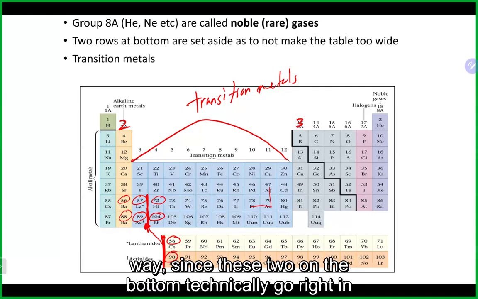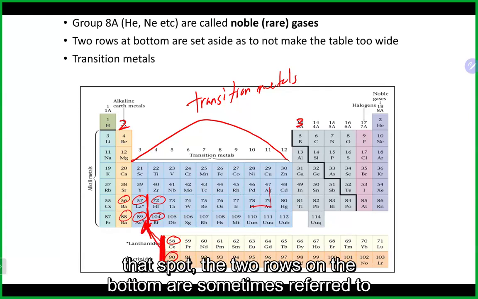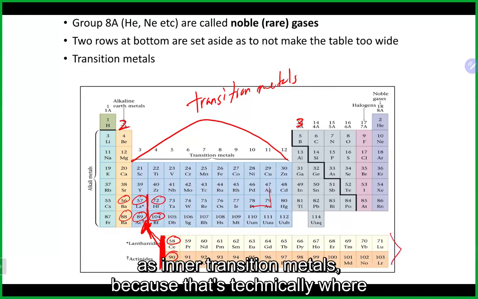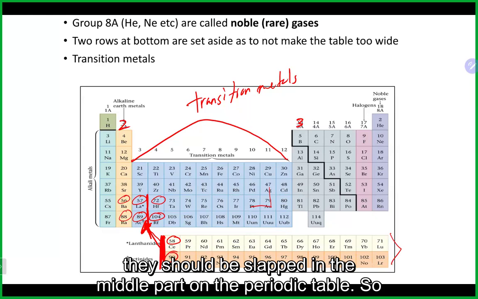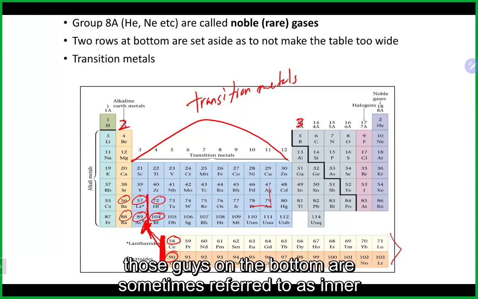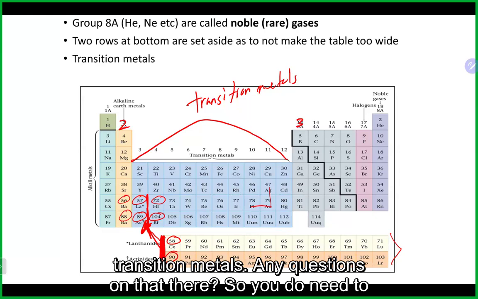That's also why, by the way, since these two rows on the bottom technically go right in that spot, they are sometimes referred to as inner transition metals, because that's technically where they should be slotted in on the periodic table. So those guys on the bottom are sometimes referred to as inner transition metals. Any questions on that there?